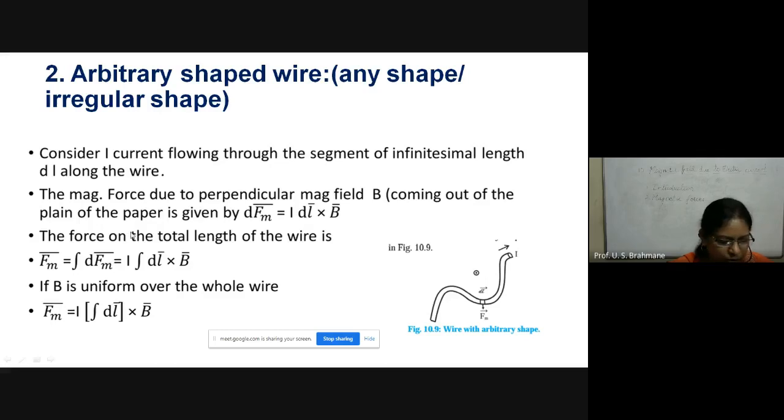So small forces together give a total force Fm. If we take this integration sign, I is constant, so it comes out of the integration, and we have the integration of dl vector into B vector. Now if B is uniform, we can write Fm vector equal to I times the bracket, with I taken outside, because B is also uniform over the whole wire. So this is the ultimate equation for the arbitrary shaped wire.